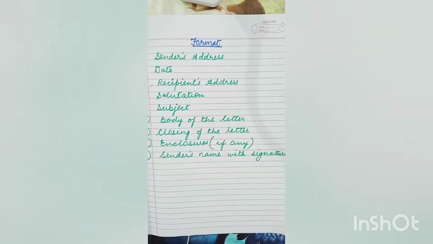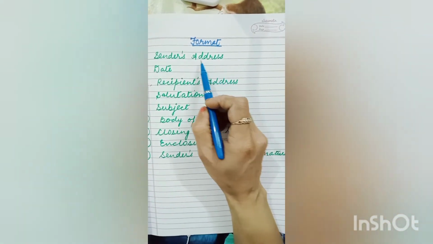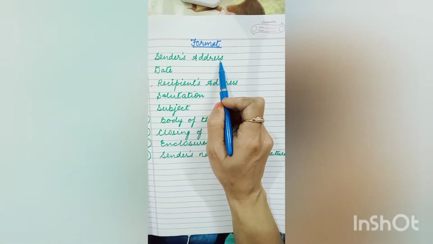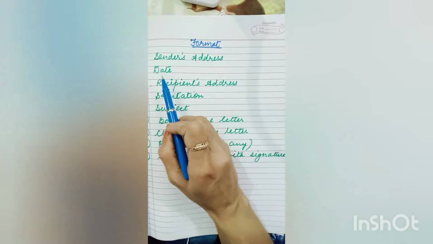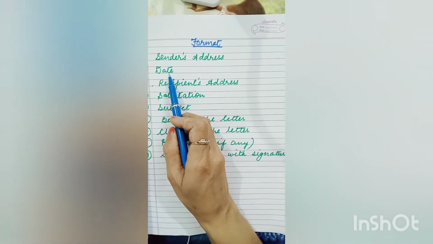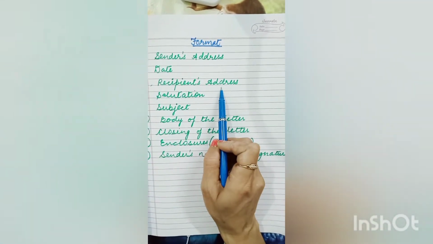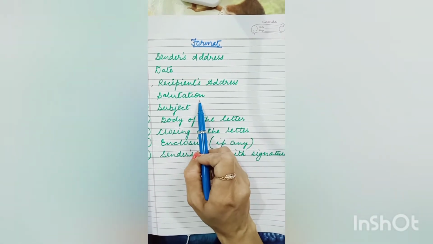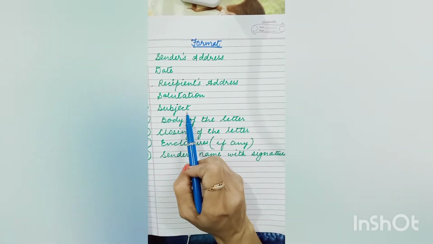Now the format of a formal letter. There are nine main points. The first point is the sender's address, then the date, then the recipient's address, then the salutation, then the subject.